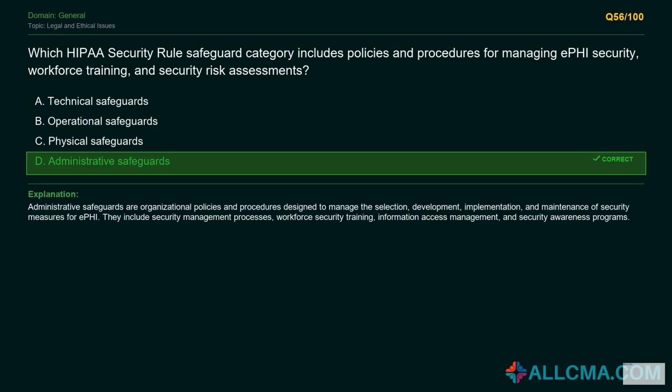The correct answer is D. Administrative safeguards are organizational policies and procedures designed to manage the selection, development, implementation, and maintenance of security measures for EPHI. They include security management processes, workforce security training, information access management, and security awareness programs.